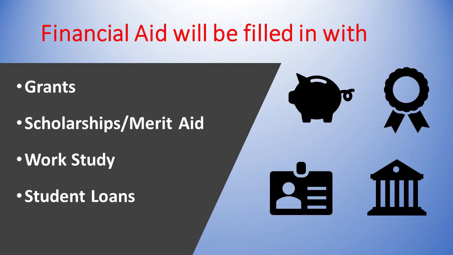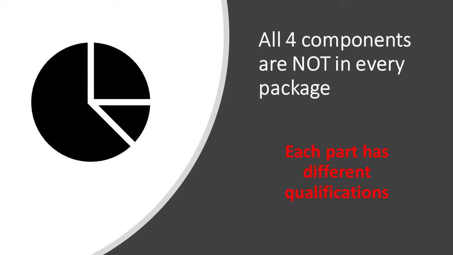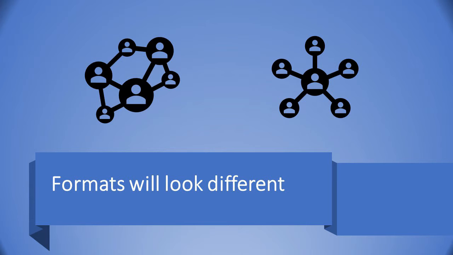So once they have this number, they're going to fill in whatever that amount is with 4 different things. Those 4 different things are going to be grants, scholarships, which will also include merit aid, work study, and student loans. Now, not everybody is going to have all of these things in their financial aid package because some of them are going to depend on financial need, but those are the 4 ways that they can fill in this financial aid package. There is no exact guideline how every single school has a financial aid package. So some may look different than the others, but they're all going to be calculated the same way and they're all going to have the same things included.